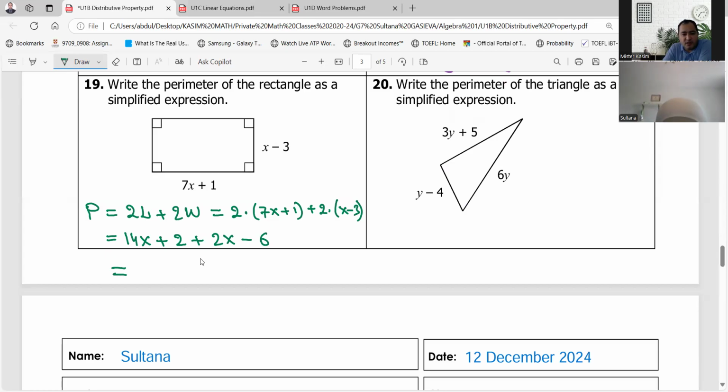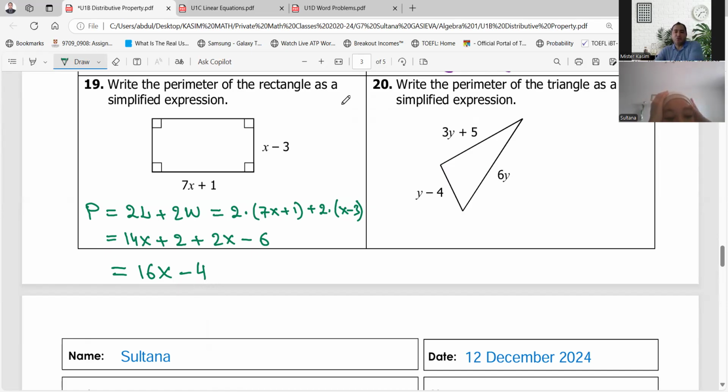Come on, Sultana, wake up. What is 14x plus 2x? 14x plus 2x equals 16x. What is 2 minus 6? Negative 4. Drink some tea, Sultana, I think you're still sleeping. 16x minus 4. Okay.